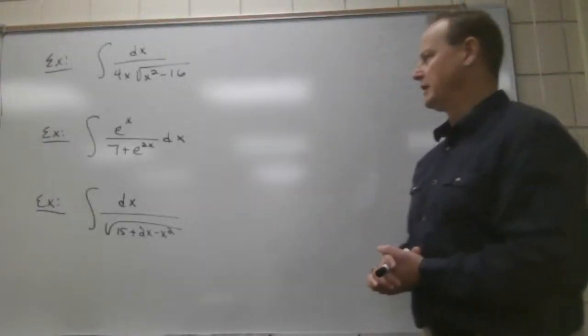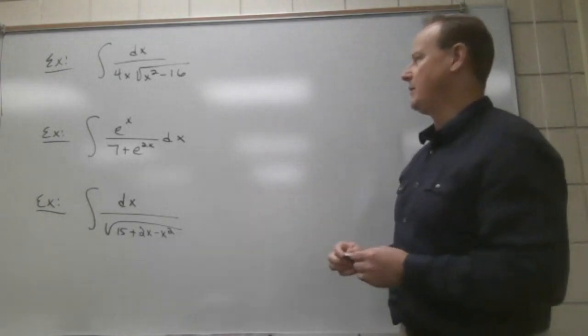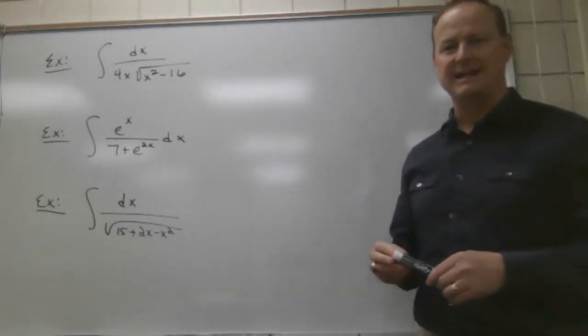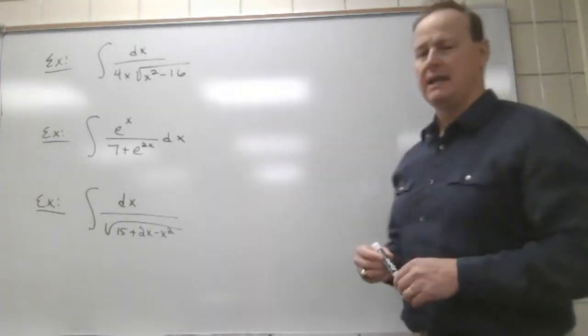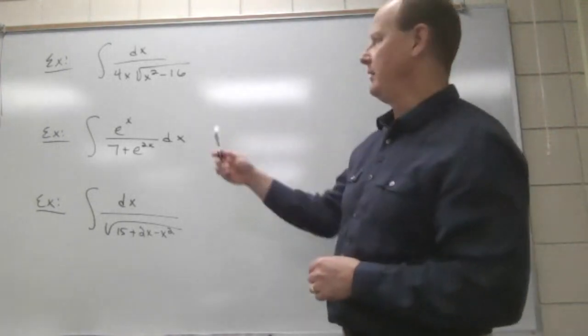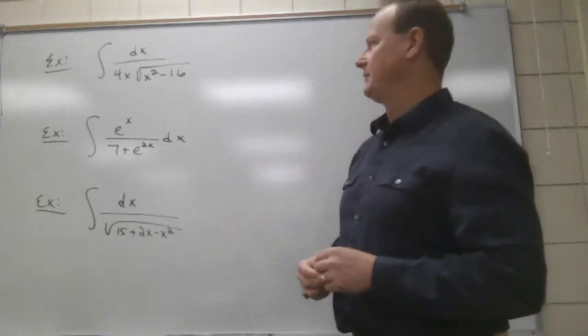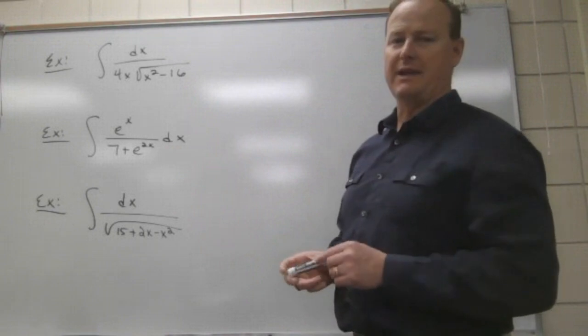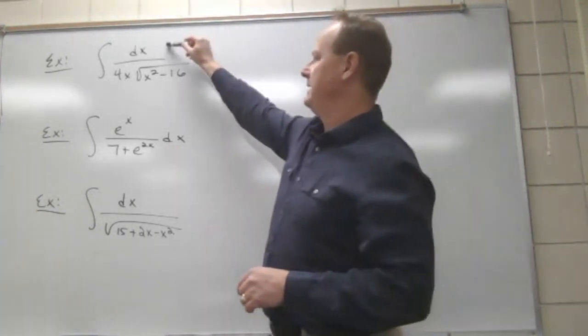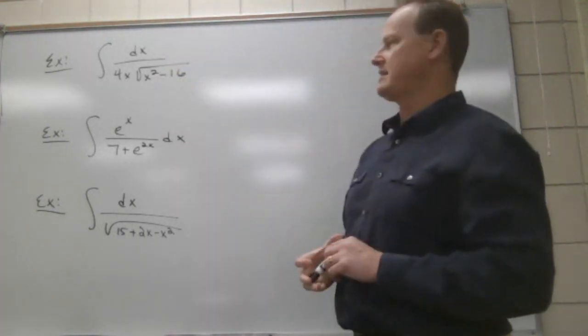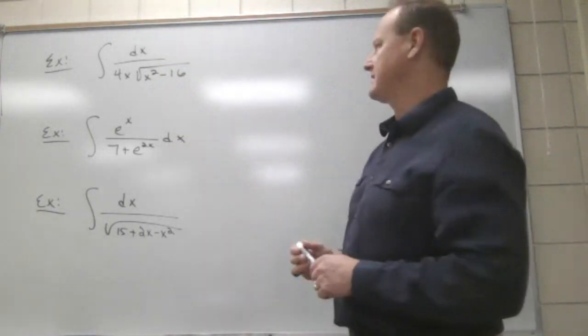Okay, now let's look at some examples in this section for inverse trig antiderivatives or integrals. Let's just start out with a couple pre-selected from the book here. First one, we have the antiderivative of dx over 4x times the square root of x squared minus 16.